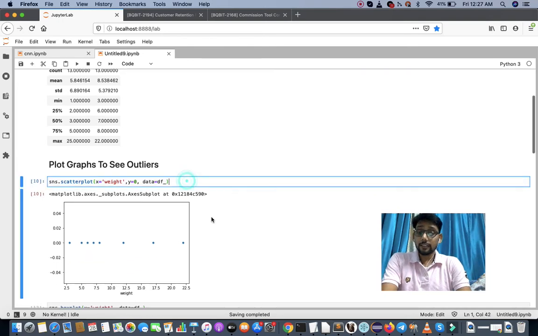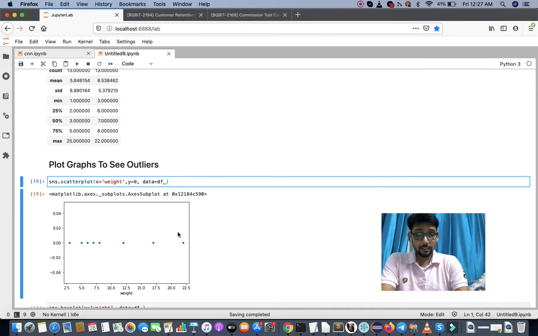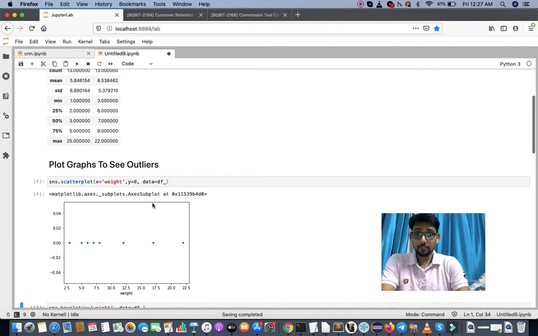So let's try it using a graph. I'm going to use Seaborn, and Seaborn has the scatter plot and box plot. So let's plot the scatter graph. Yes.